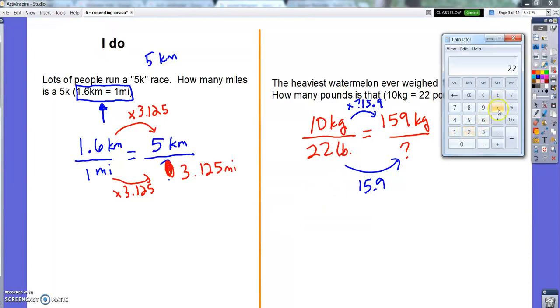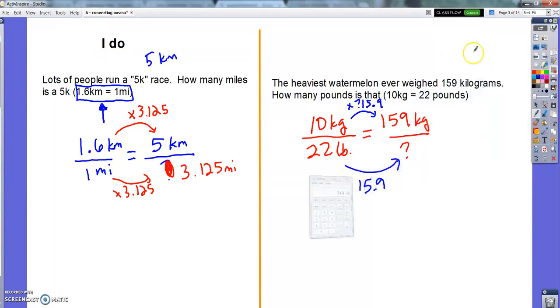22 times 15 and 9 tenths, and I get 349 and 8 tenths pounds. Basically, a 350 pound watermelon. Yum. All right, so that's how they work.